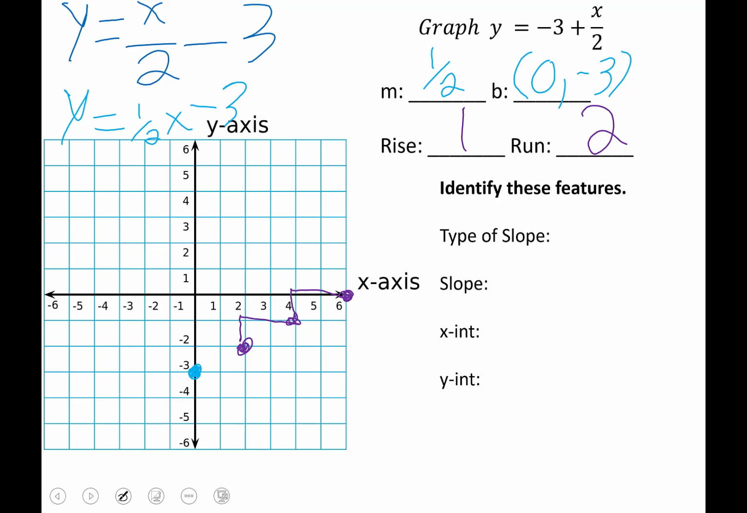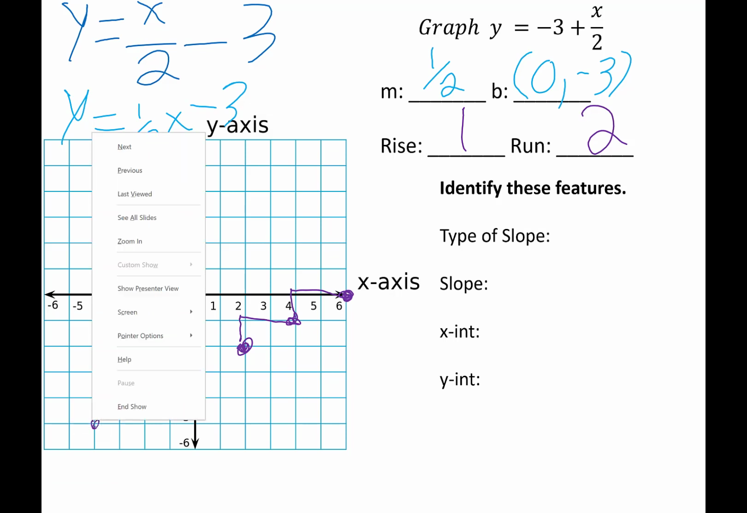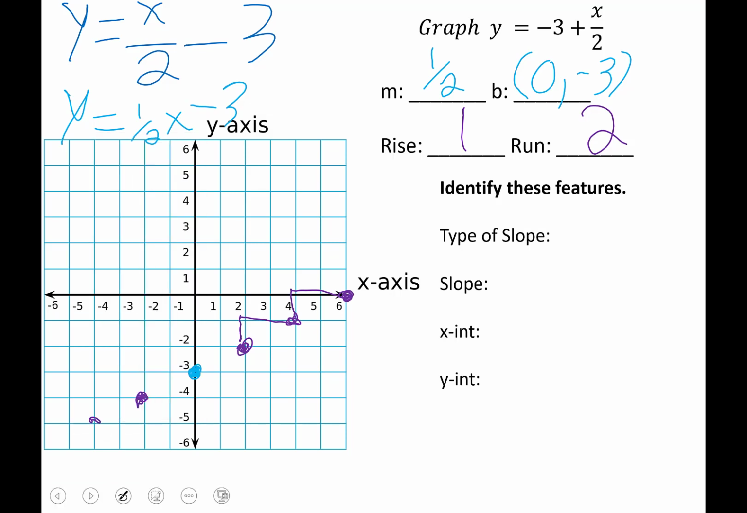Up 1, over 2. And again, I'm going to do this till I have run out of room. Now, let's say I want to keep doing a few more points. Since I can't keep going right, I'm going to go back to my y-intercept and go down and to the left. Notice this still makes our line nice and straight. And then once we've got all the points we want, we connect our dots.